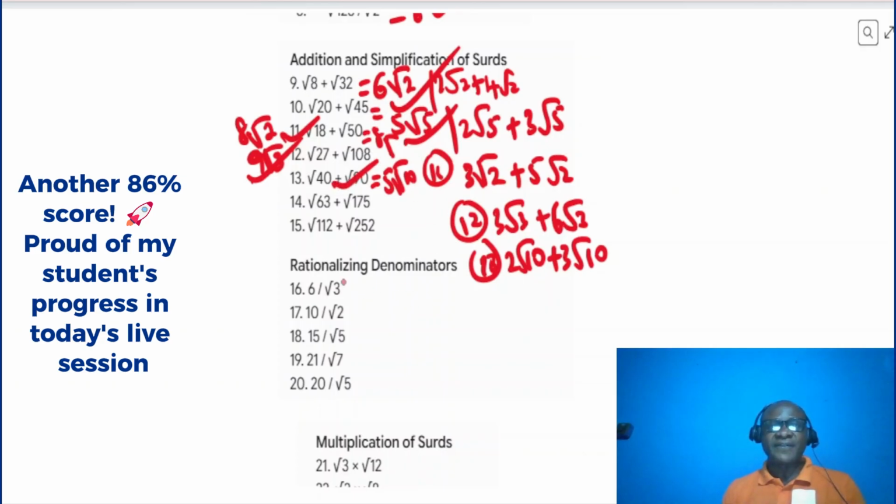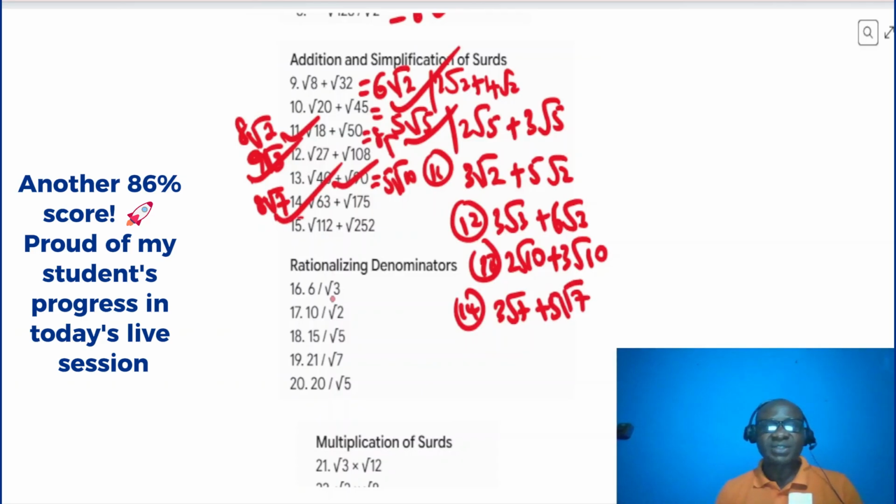Let's go to number 14. 8 root 7. Let's see. 63 is 9 times 7, that is 3 root 7, plus 175 is 25 times 7, and that will give us 5 root 7. So the two of them added together is correct. Your answer is right. Number 15.